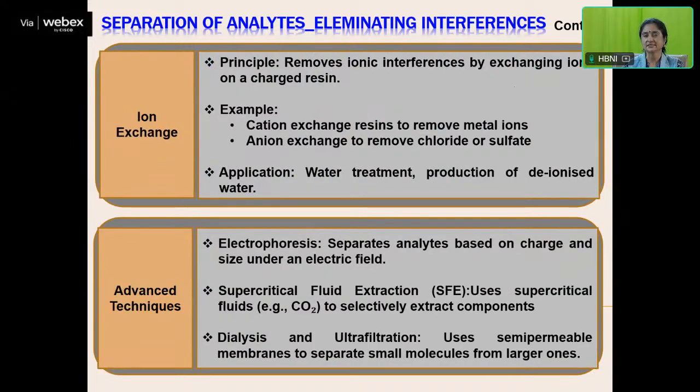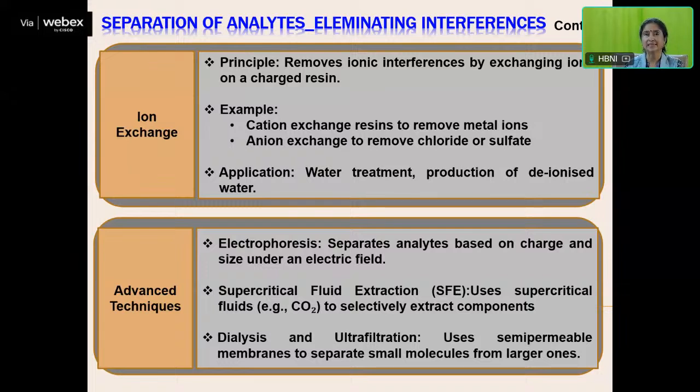Then ion exchange. The principle is that it removes ionic interferences by exchanging ions on a charged resin. An example is cation exchange resin to remove metal ions and anion exchange resin to remove chloride or sulfate ions. Applications are water treatment and production of deionized water. You all know deionized water is very much required in an analytical chemistry lab, and is used for all water work for analysis purposes. We use that only, from which all the contaminants or metal ions have been removed using an ion exchange column.